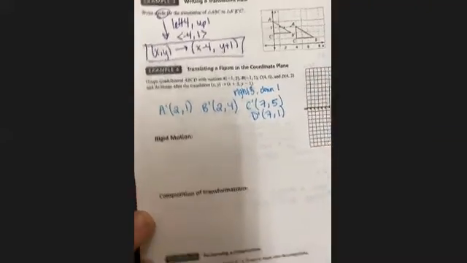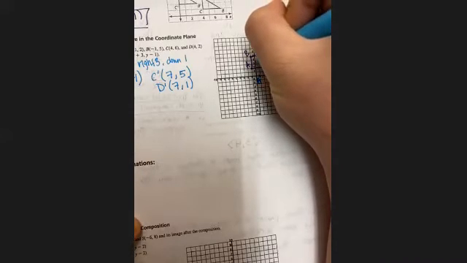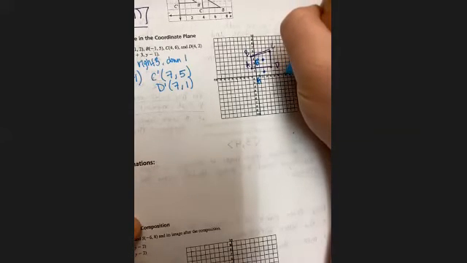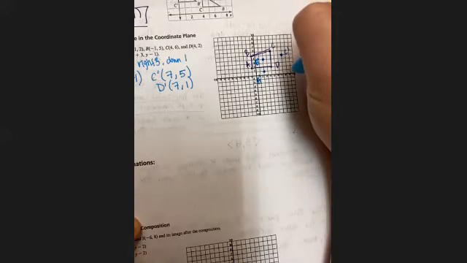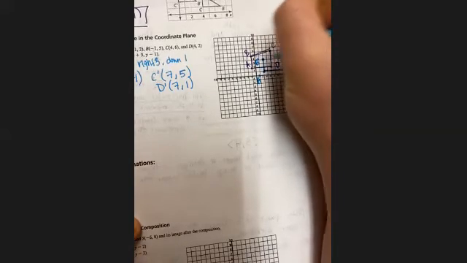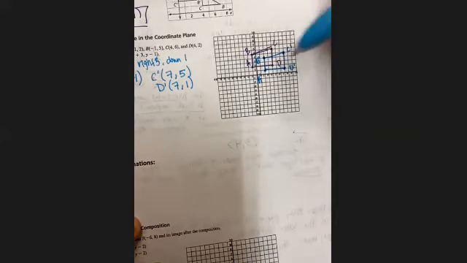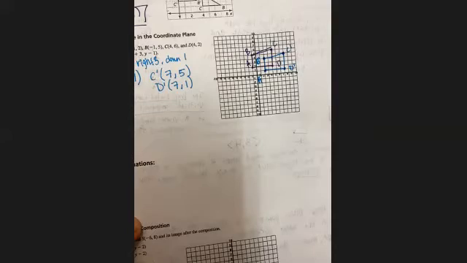Once I had those, I would come over here and graph them. A prime is at 2, 1, and I'm going to label that A prime. B prime is at 2, 4. C prime is at 7, 5. And D prime is at 7, 1. Then I can count and double check my answers. I went right 1, 2, 3, and down 1. That is correct. I can see that it is the same shape and size. It has just been slid over to the right and down 1.